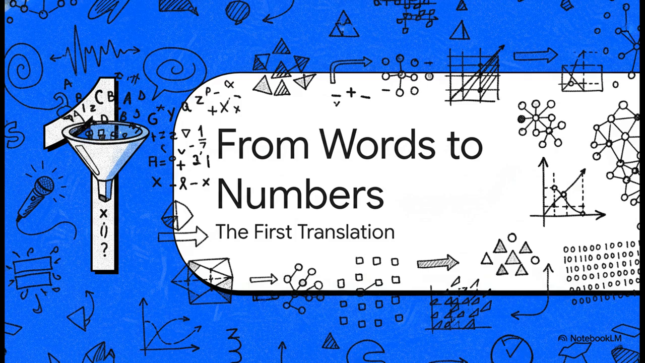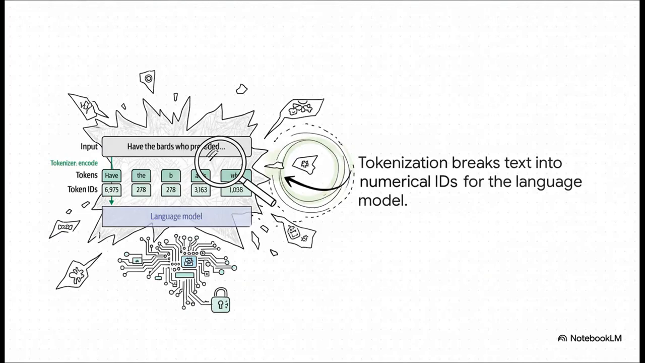All right, so the very first thing that has to happen is a kind of translation. See, the model doesn't understand English or Spanish or any human language. It speaks the language of math. So your words have to be converted into numbers. This first step is called tokenization. Your sentence gets shattered into little pieces called tokens.